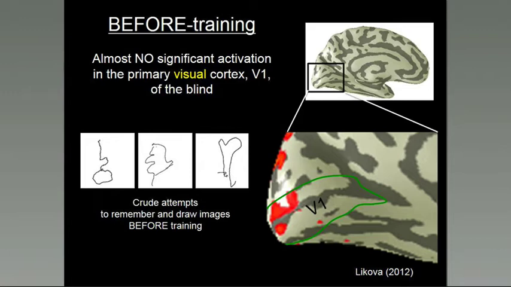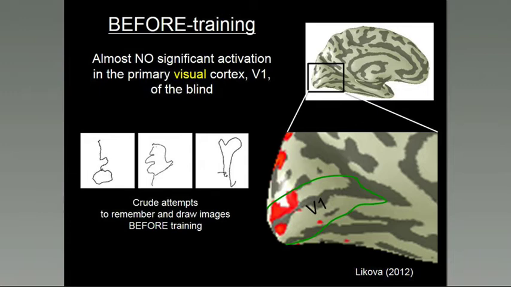So here is to look at what happens in the brain. This slide is showing the situation before any training. On the right, you see this drawing. These are people trying to draw. They explore tactile images. They have to remember them. And after 20 seconds, they have to try to draw them from memory. So you can see here, these are very primitive attempts to memorize and to draw these images before training.